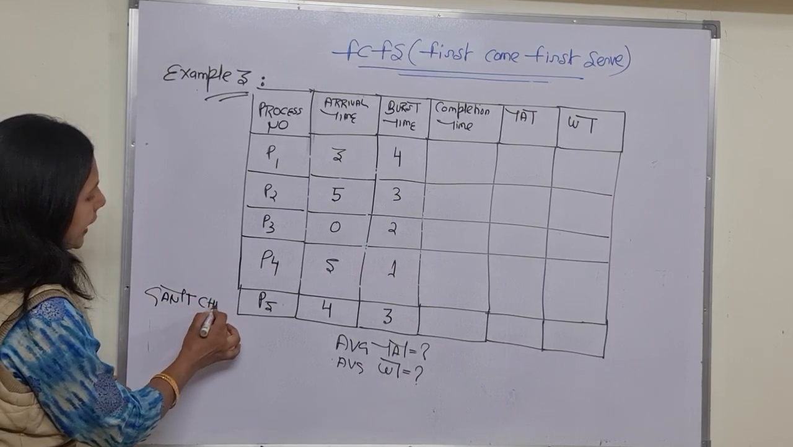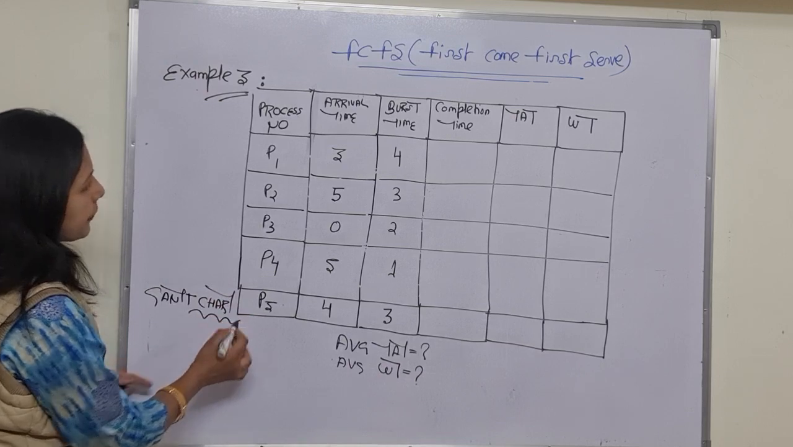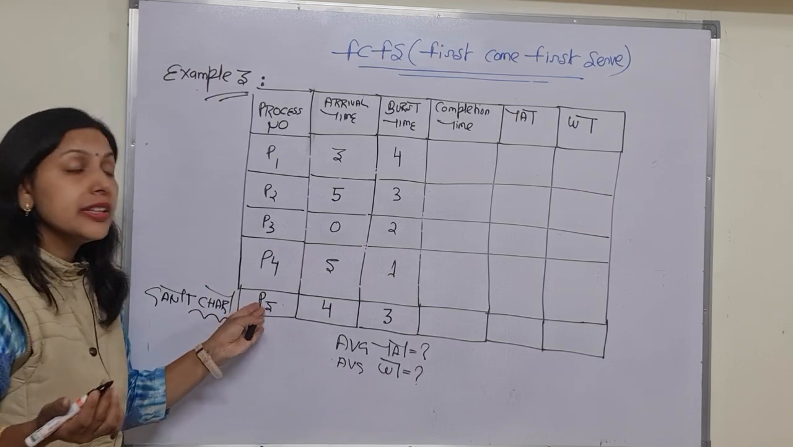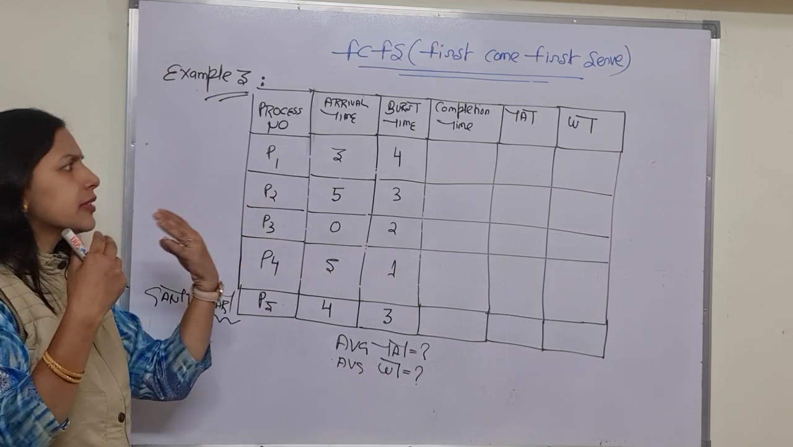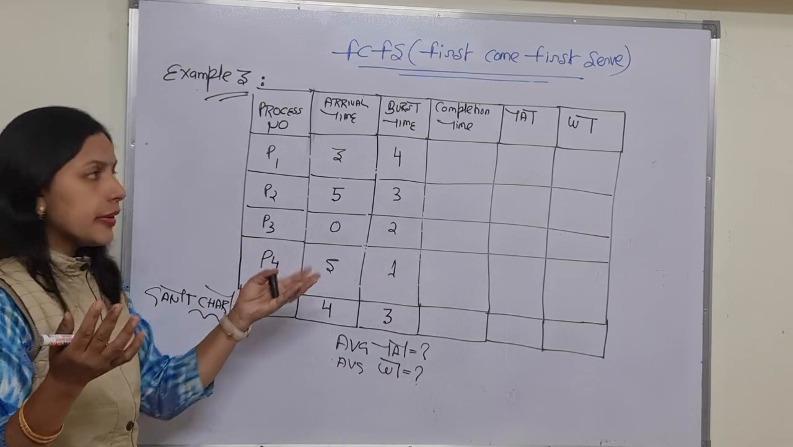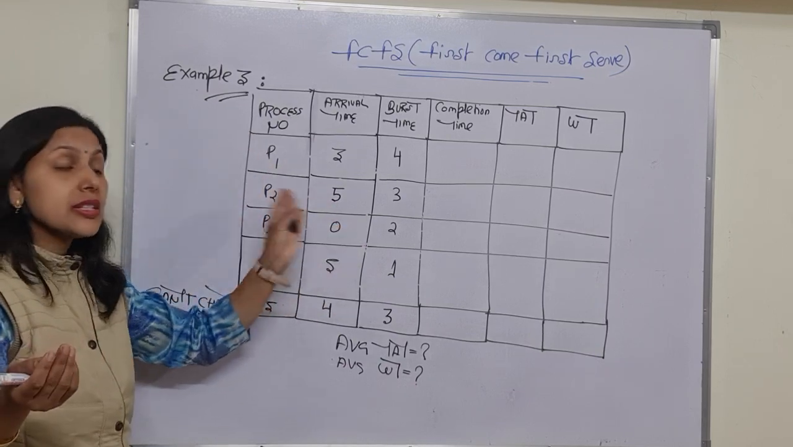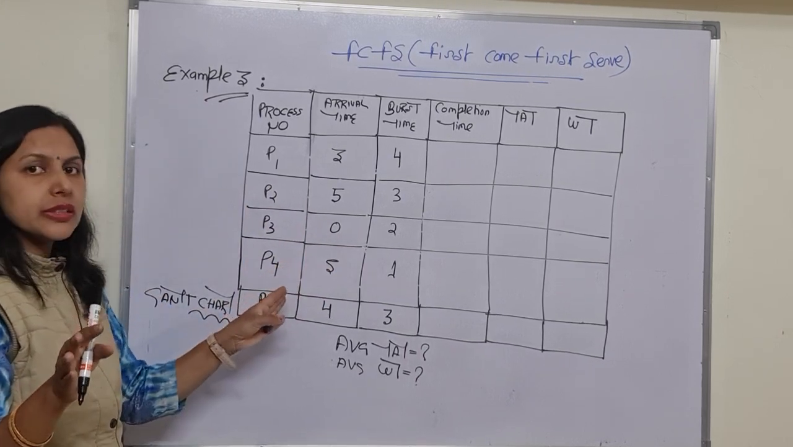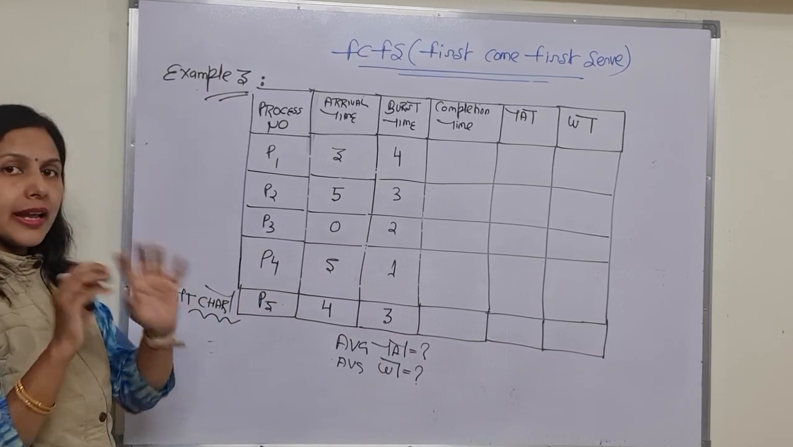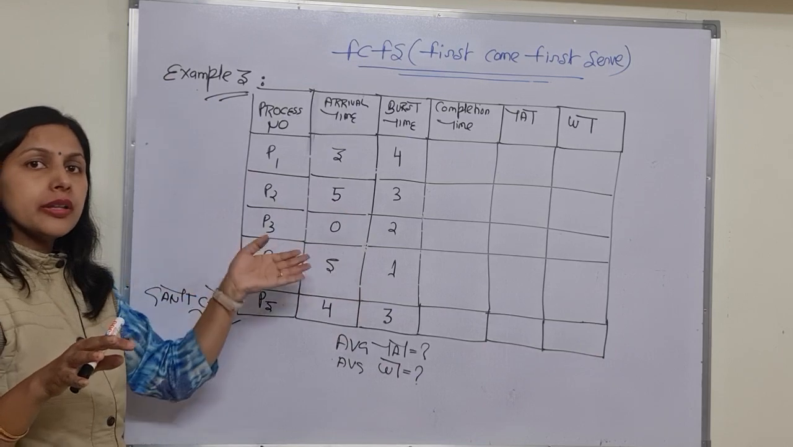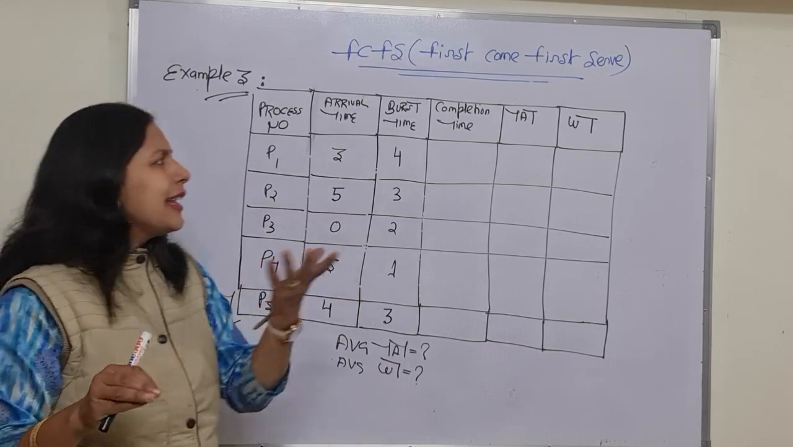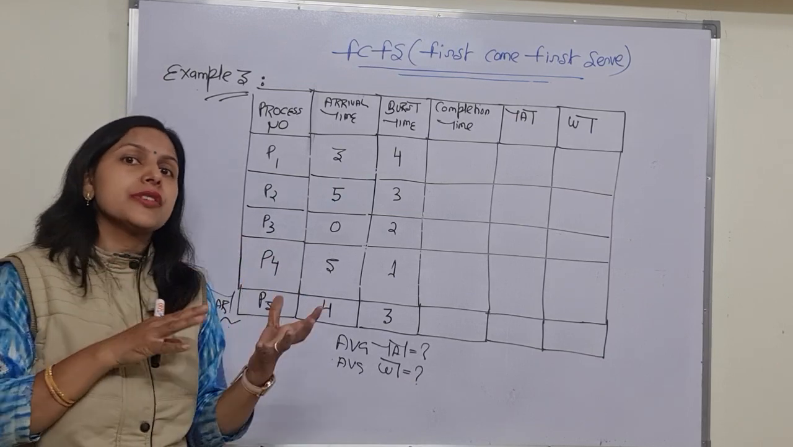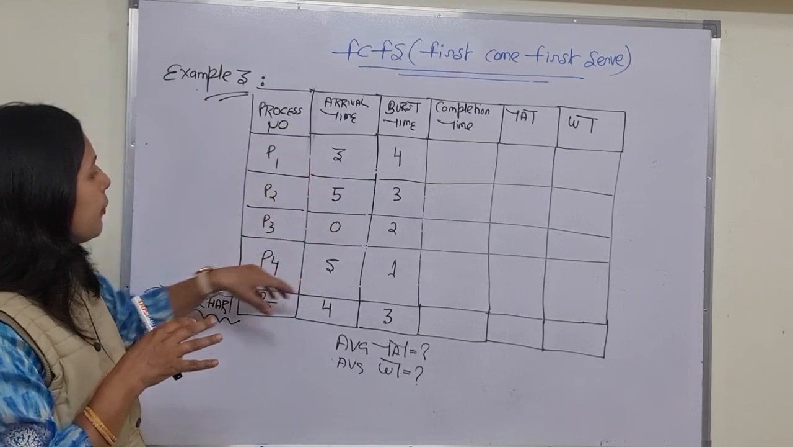How to draw the Gantt chart, because here we have different processes whose arrival times are in a scattered form, right? As you can check, process P3 is arriving at the 0th quantum of time, but don't be confused by that. If the question is like this, then you have to check which process is coming first, right?